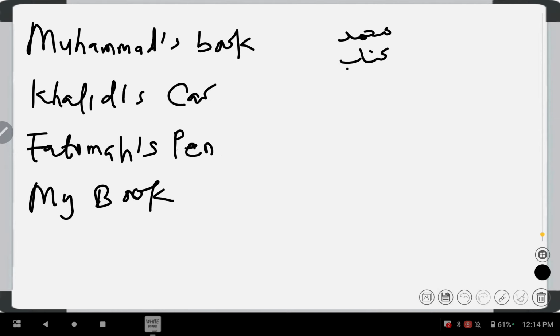Muhammad's book. We have Muhammad, Kitab. So in English, Muhammad's book. If you want to bring these two words in Arabic together to mean Muhammad's book, you start with book. You say Kitabu. You come opposite. Kitabu Muhammadin.